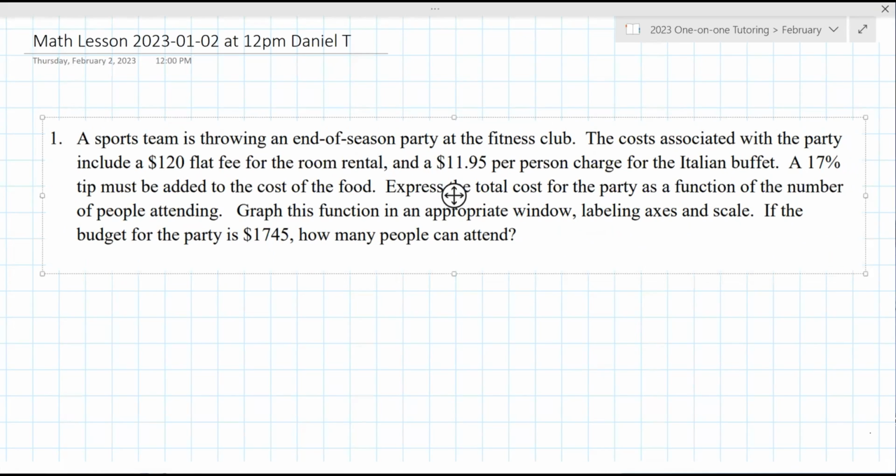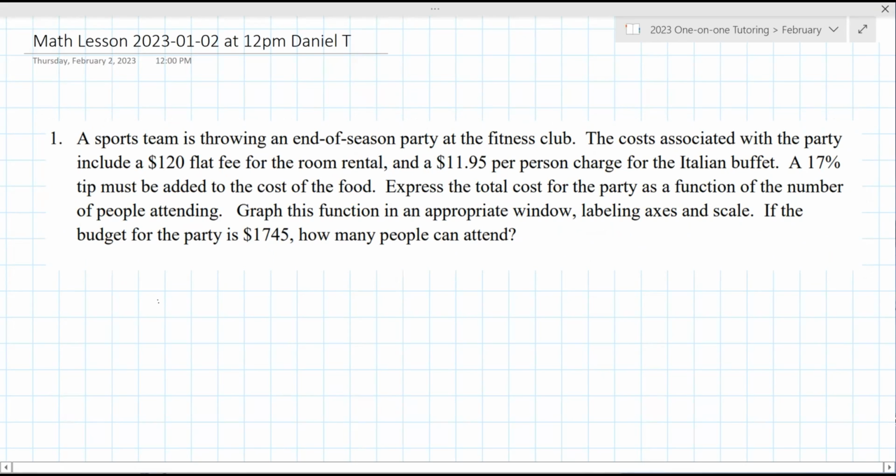must be added to the cost of the food. Express the total cost for the party as a function of the number of people attending. So that's part A, we'll call it there. I don't know what your major is, but this is kind of like a business problem. It's got a fixed plus a variable cost. So it's $120 no matter what, just to get started.